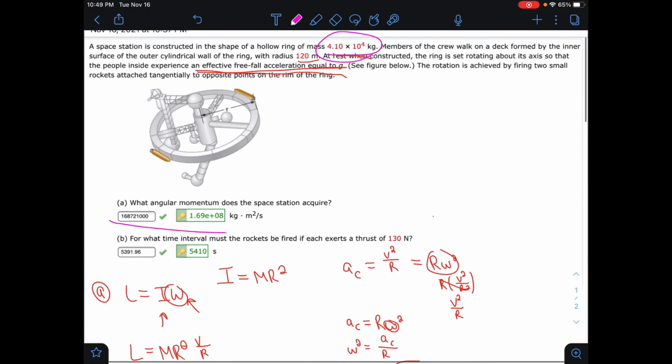Now, what time interval must the rockets be fired if each exerts a force of 30 minutes? Okay. So now we got to utilize a cross product. Well, here, let me explain real quick.